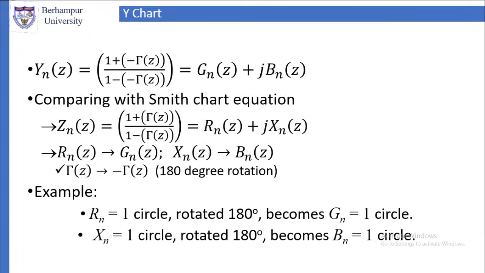The Xn is equal to 1 circle rotated by 180 degrees becomes the Bn is equal to 1 circle.